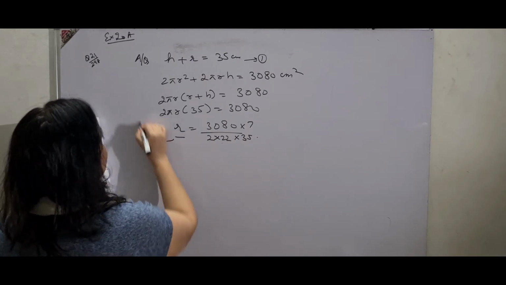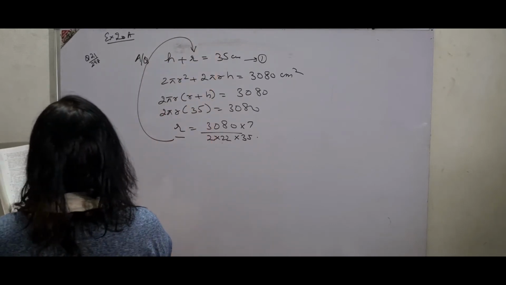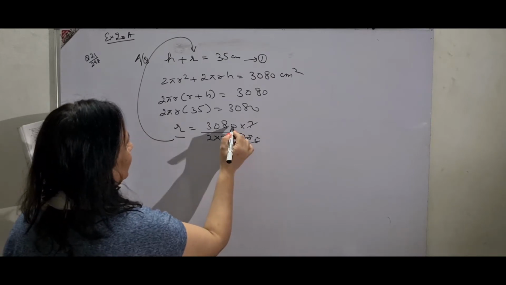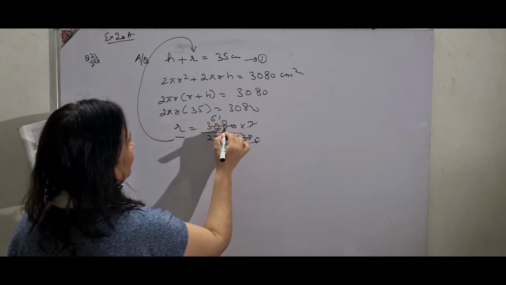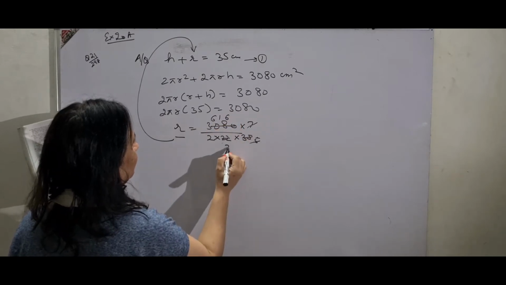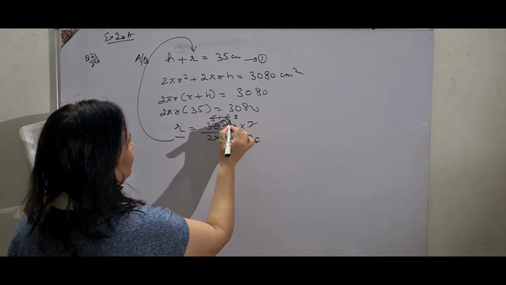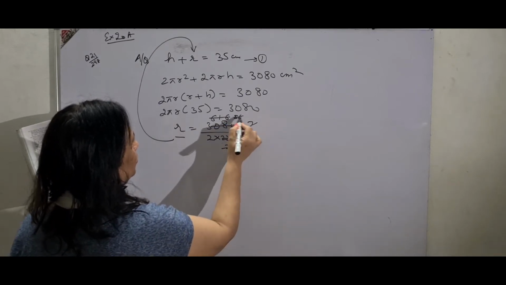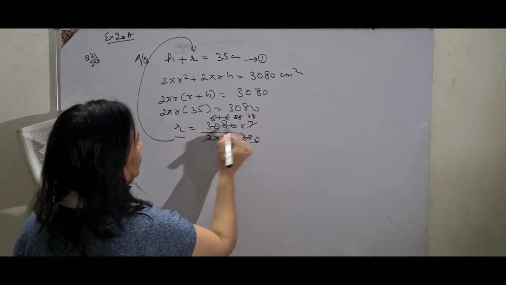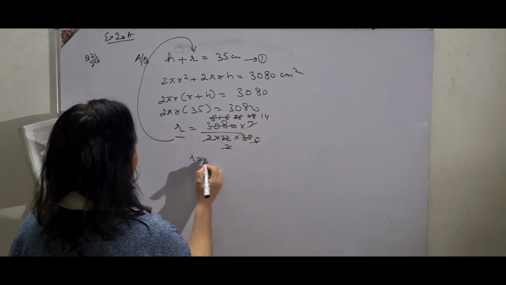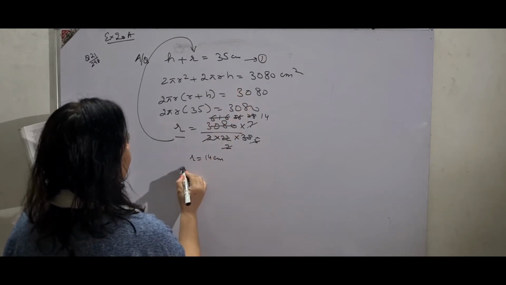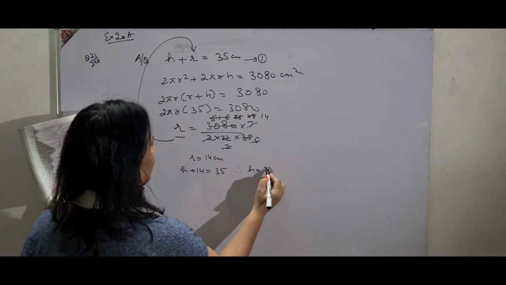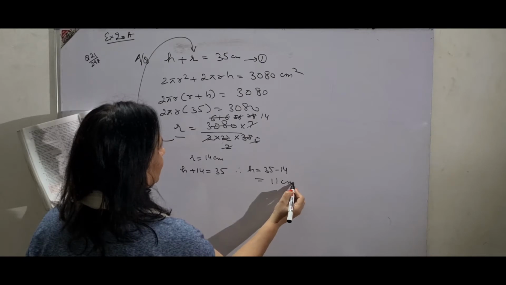Now substitute r in the first equation. Substitute r in the first equation. For example, if I cut this, 7 5s are 35, 5 6s are 30, 5 1s are 5, 5 6s are 30. Again 11 2s are 22, 11 5s are 55, 11 6s are 66. Again 2 to the 4, 2 8s are 16, and 2 14. So r is equal to 14 centimeter. Put in the 1, h plus 14 is equal to 35. Therefore h is equal to 35 minus 14, and this is 11 centimeter.